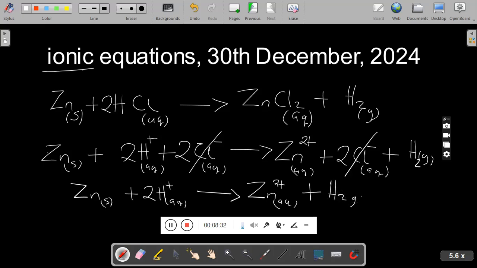So what we have written here is an ionic equation for the reaction between zinc metal and hydrochloric acid to produce zinc chloride and the hydrogen gas. So this is what we call an ionic equation. You can play this video as many times as you can so that you understand what we are dealing with here. Otherwise, allow me to proceed to the next example.